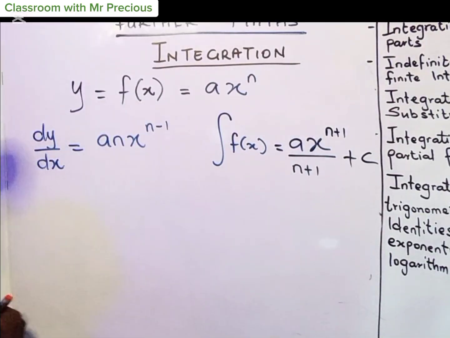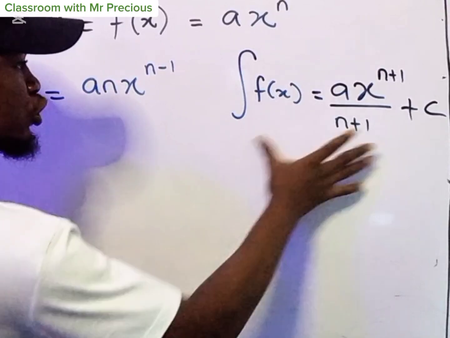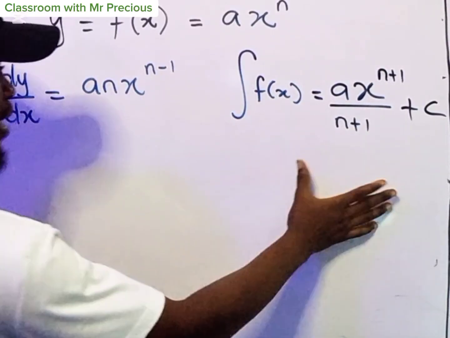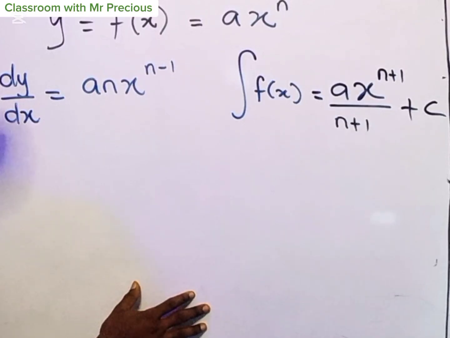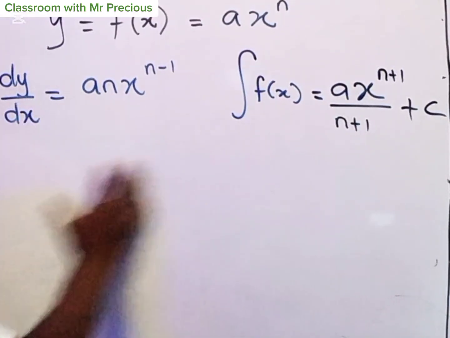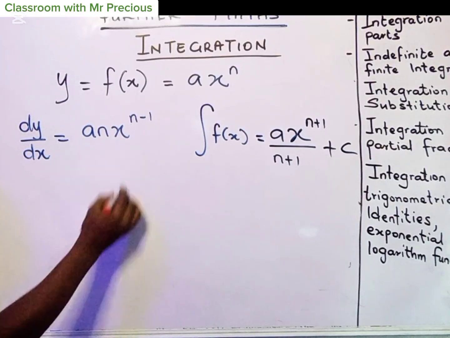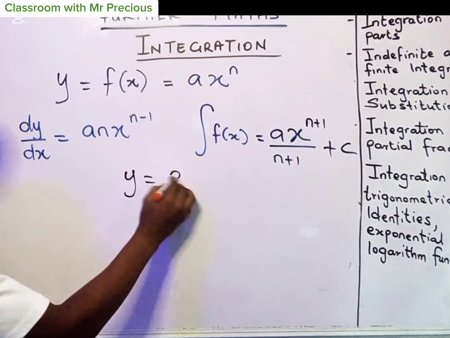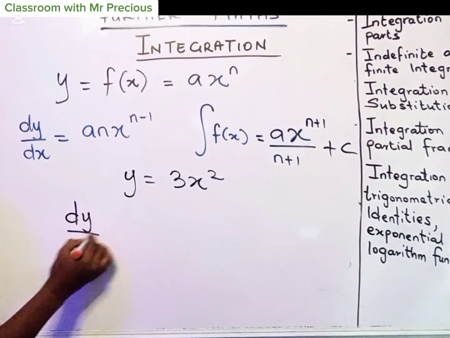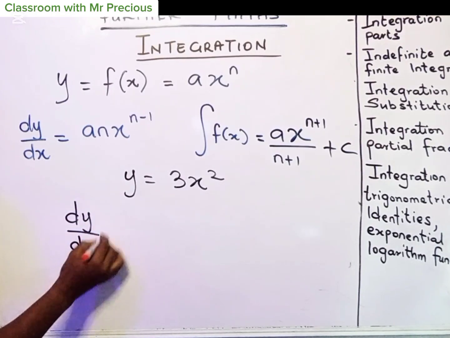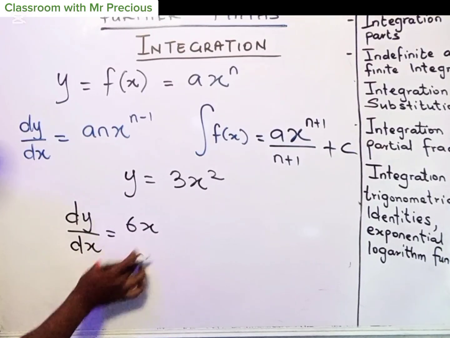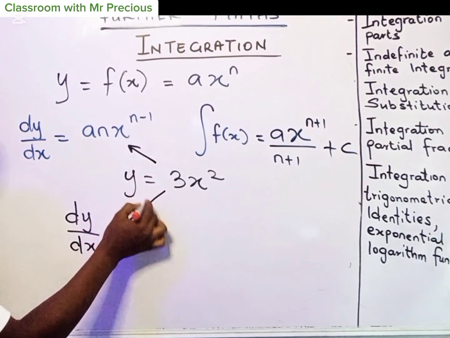Okay, so I will show you how to use this with 2 examples, then you do one for me. Differentials and integrals are just like words and opposites. For instance, if I have a function 3x squared, if I differentiate this function, I have 6x. Is that not so? If you differentiate this function using this formula, it will give you 6x.